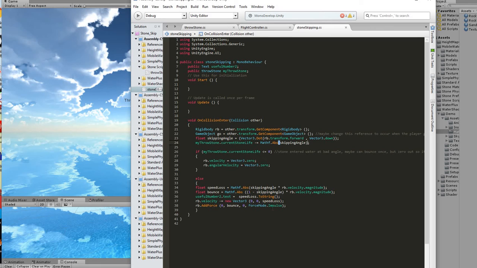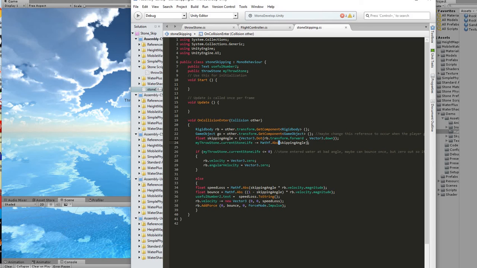And then the bounce is kind of the same thing, but it's 1 minus the skipping angle and then times the rigid body velocity. So if your rigid body velocity is like 50 and the skipping angle is really flat, the bounce will be pretty strong. It'll be like 49 or something like that. But if the skipping angle is large, the bounce will only be like 25. And that roughly gives the impression of a stone skipping. It's not really accurate.